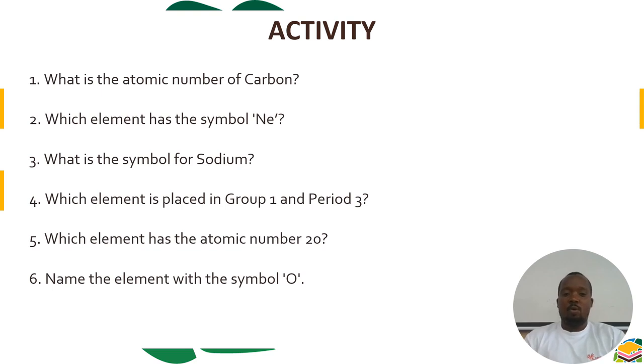Okay, question number 1. What is the atomic number of carbon? Which element has the symbol Ne? What is the symbol for sodium? Which element is placed in group 1 and period 3? Which element has the atomic number 20? And name the element with the symbol O.